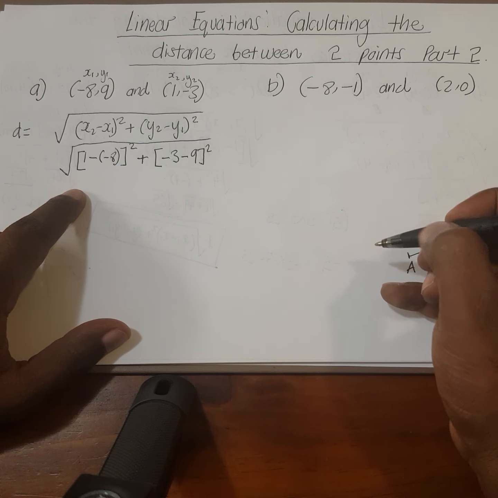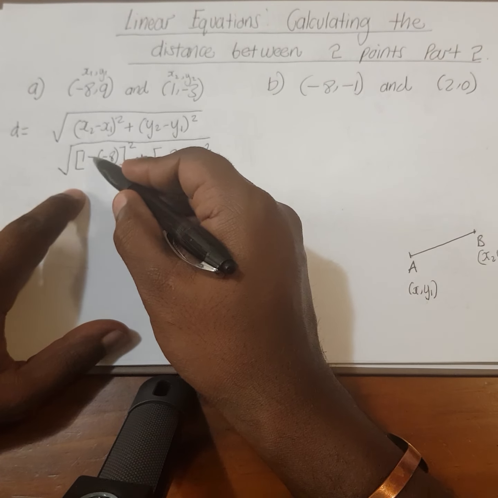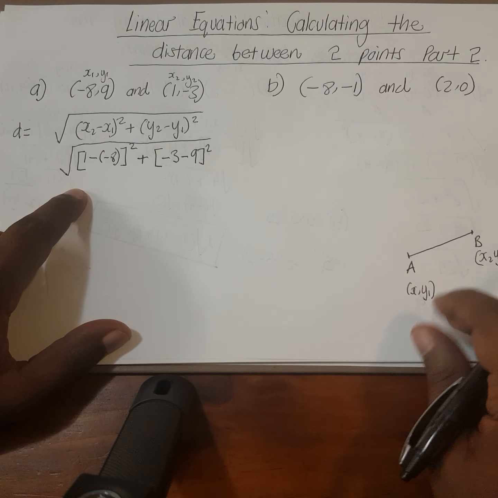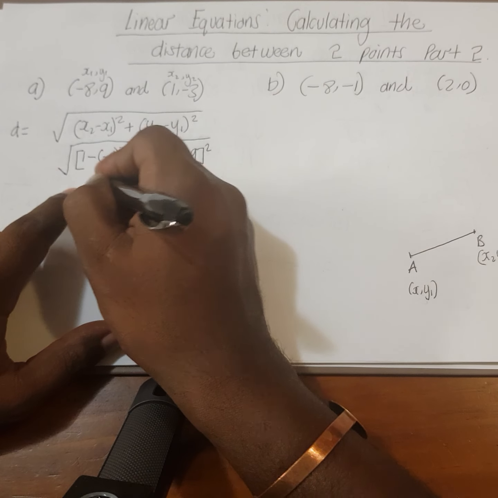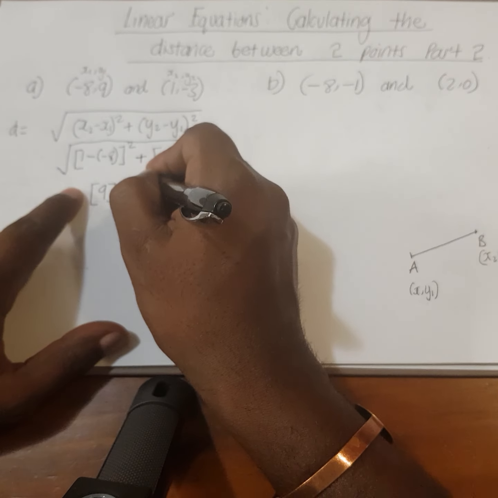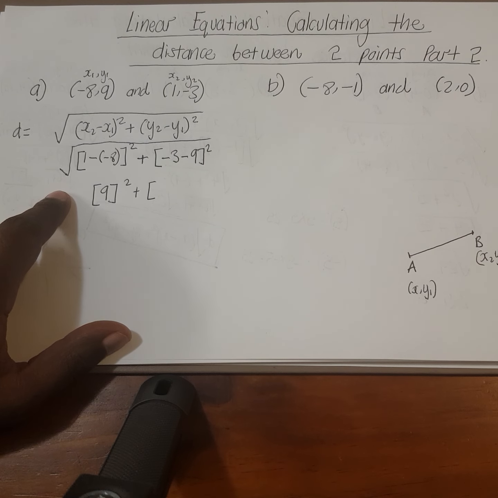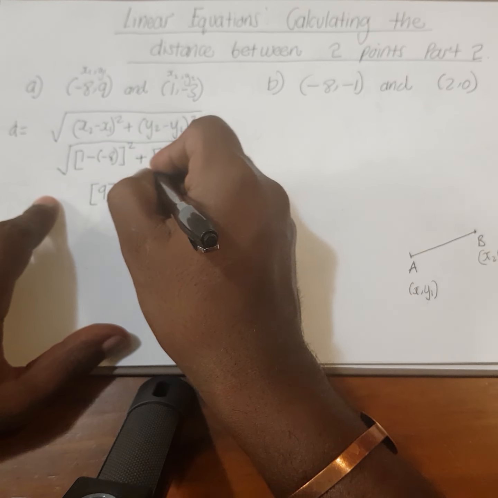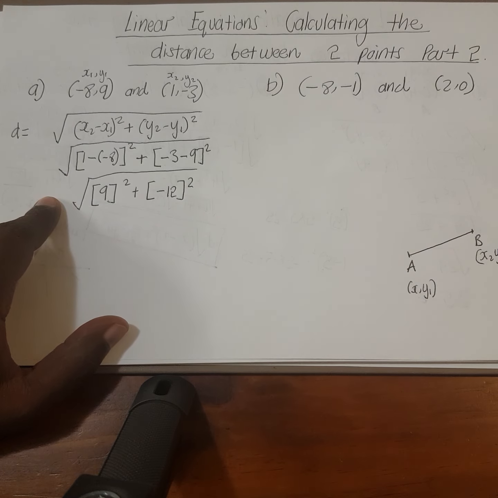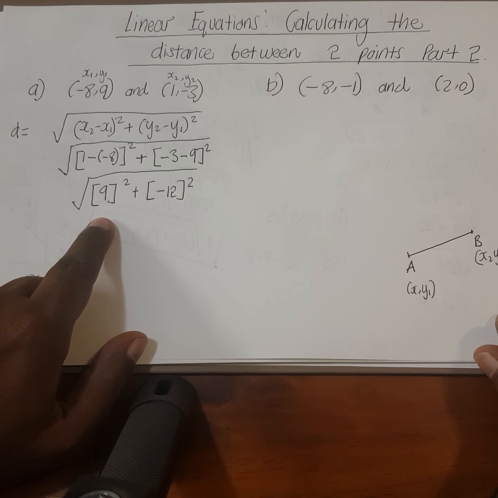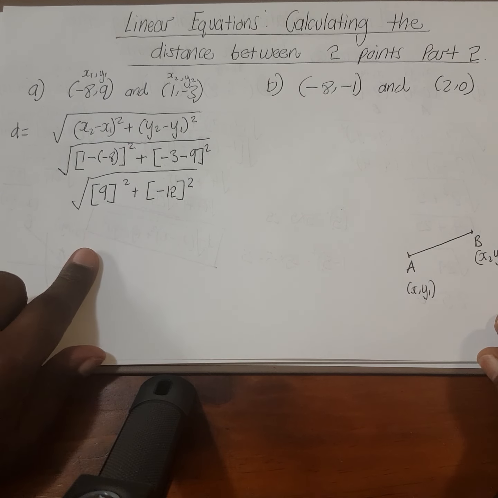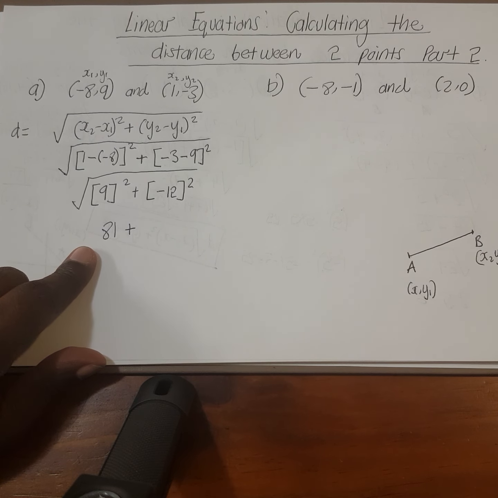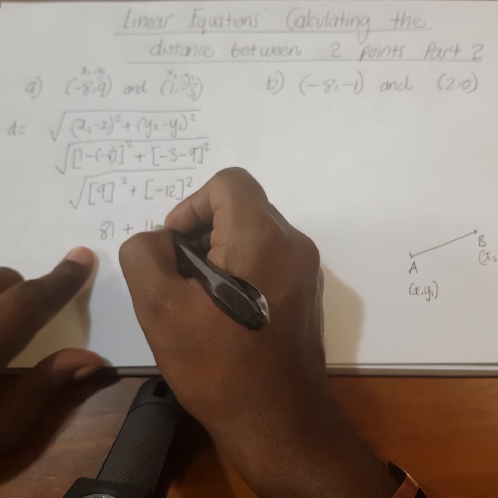Then what do we do from there? We work out what's in these 2 brackets. So 1 minus -8, remember the minus and minus become a plus, so that becomes 1 plus 8, and therefore that becomes 9 squared. And -3 minus 9 becomes -12 squared. All right. So after we work that out, we need to find the square. So 9 squared is 9 times 9, which is 81. And -12 squared is -12 times -12, which is 144.